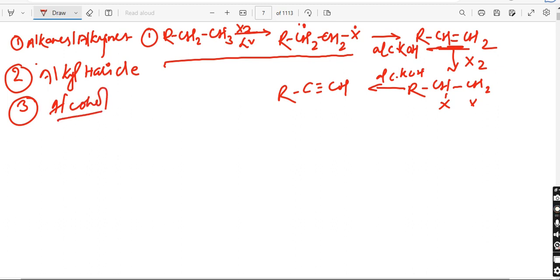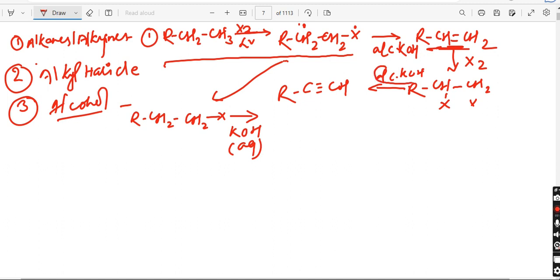How to prepare alcohol. We prepare first of all this alkyl halide, right? This is your RCH2CH2X, right? Then what should be done? We should react this with KOH, but this KOH is aqueous KOH, right? Here we used alcoholic KOH and here it is aqueous KOH, and this will produce RCH2CH2OH, right? This is your primary alkyl halide.